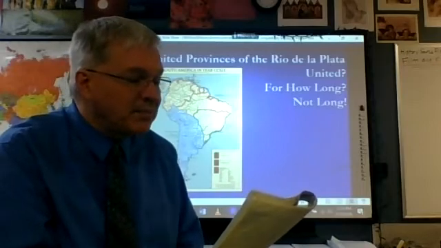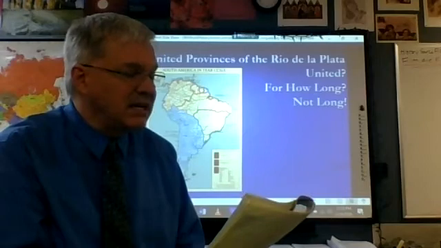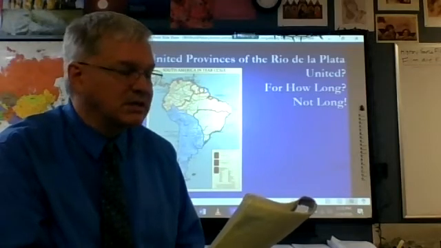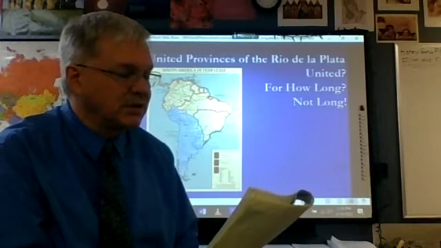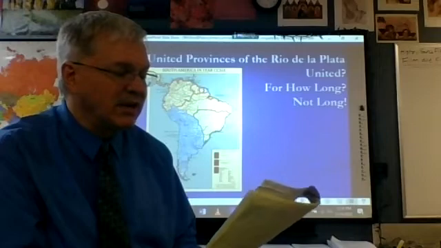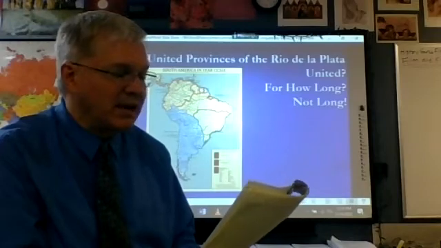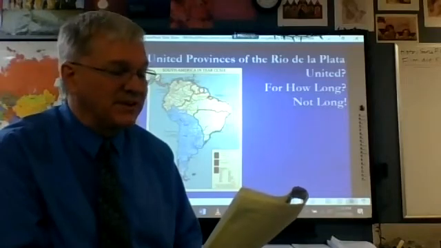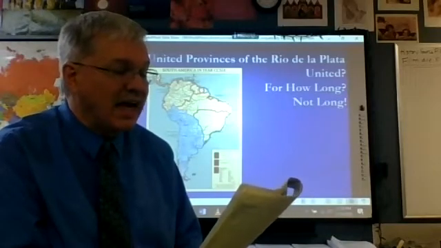Followed by another battle in 1818, the Battle of Maipú, which is also in the Chilean region along the Pacific coast. In that, again, you have San Martin and O'Higgins teaming up against the Spanish royalists, and they are pretty well defeated now in the Chilean region.